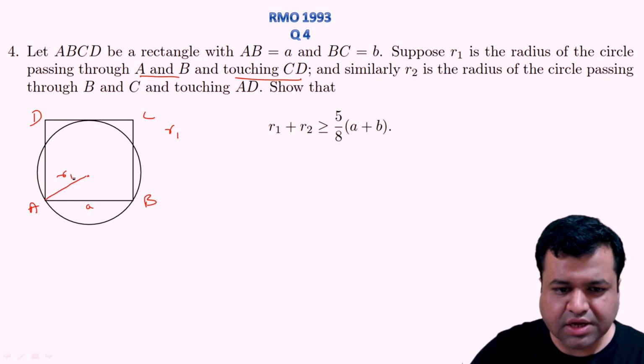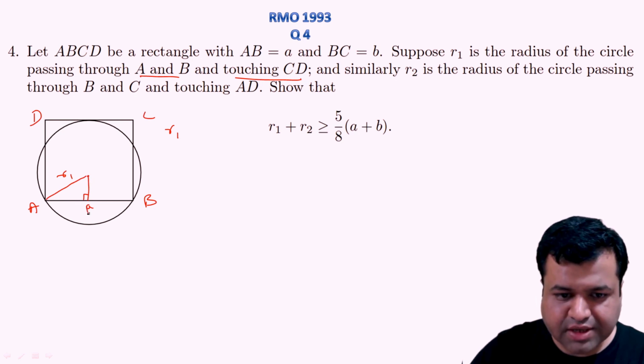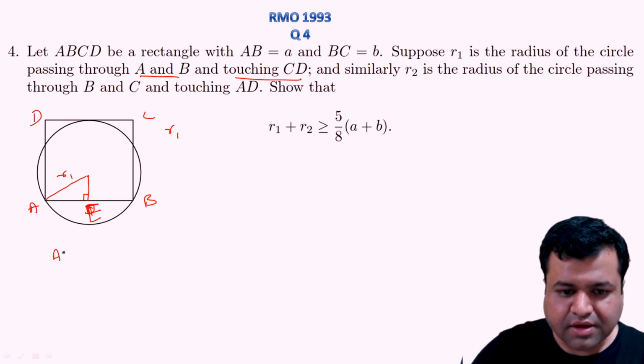This is a very easy question. Only a simple Pythagoras theorem followed by some inequalities, right? All right. By symmetry, let's say this point is D, right? D we have already used. Let's assume this point to be E, right? So what will be AE? AE will be nothing but A by 2, right? This is A by 2, right?